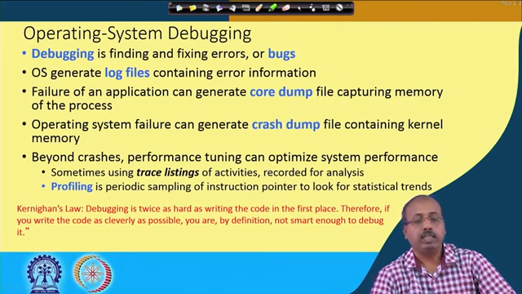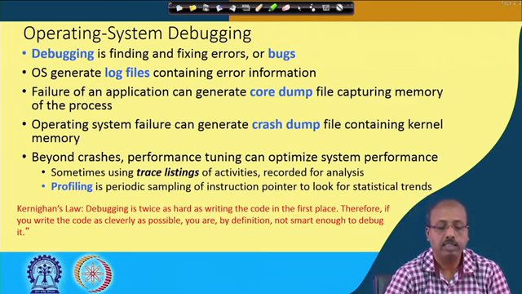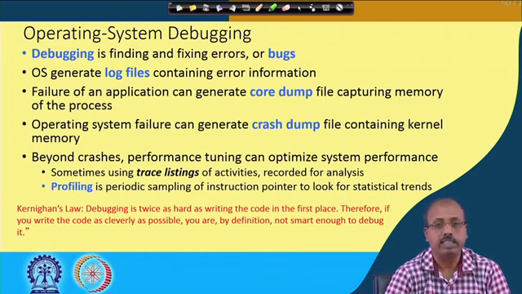Now, how to debug the operating system? That is also a very important issue. Debugging is defined as finding and fixing errors or bugs. Operating systems normally generate log files that contain error information, and failure of an application can generate a core dump file capturing the memory of the process.